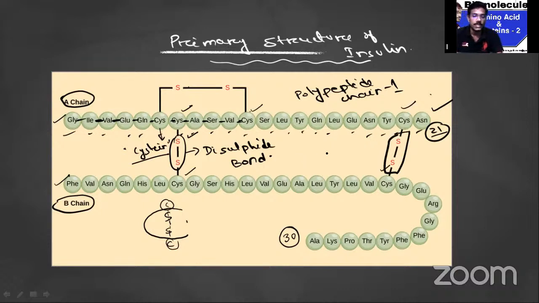So the A chain and B chain are held together with the help of which bond? That is the disulfide bond, and this is the primary structure of the insulin protein. Insulin transports glucose, or rather it gives information to the different cells about the presence of glucose in the blood. Then the glucose transporter becomes active, and it allows the movement of glucose inside the cell.